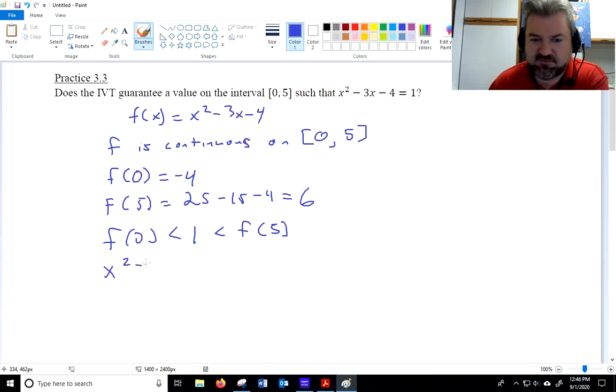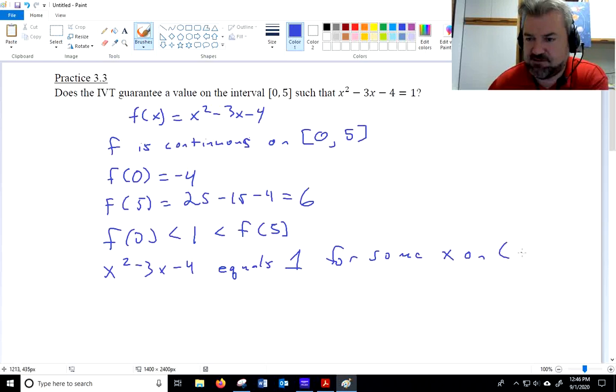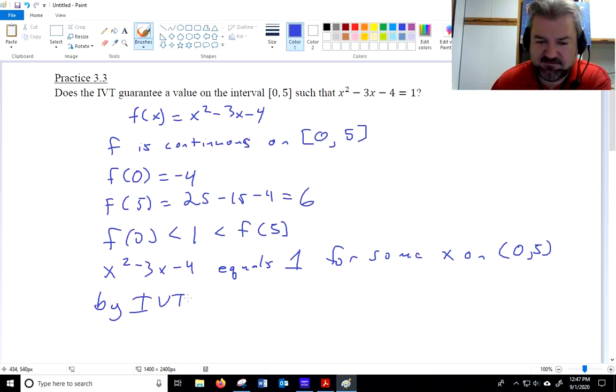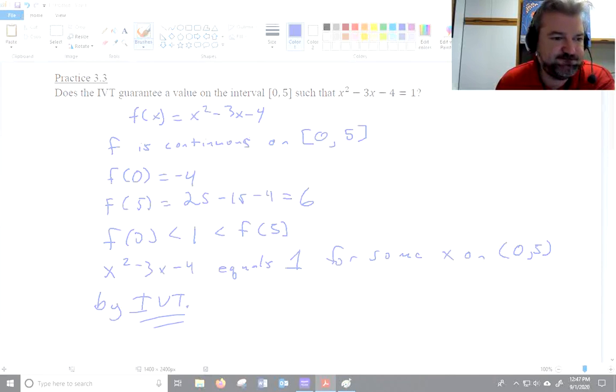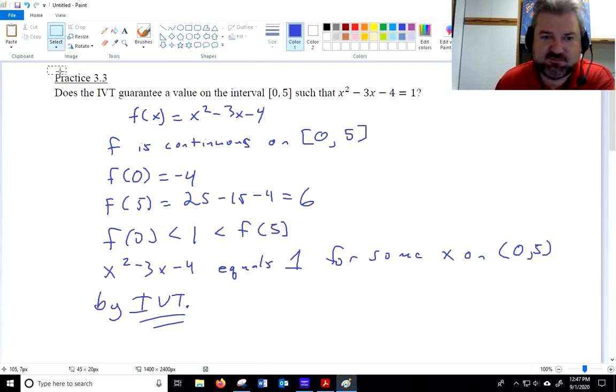So since f of 0 is less than 1, which is less than f of 5, I'm going to say that x squared minus 3x minus 4, you could just say f of x, I guess, equals 1 for some x on the open interval from 0 to 5 by the IVT. I should probably say by the IVT. Didn't say that, but just somewhere in there, I want to make sure that I cite the theorem. That's an important part of doing mathematics. When you use a theorem, you need to cite the theorem. It's your evidence. It's your proof.